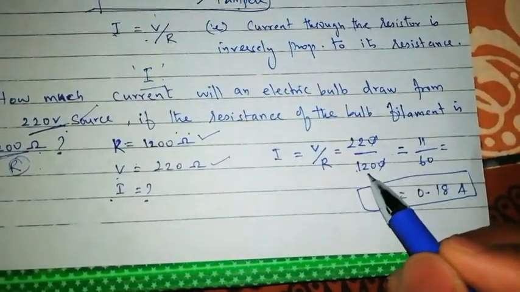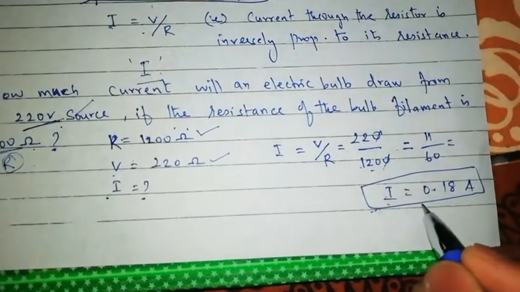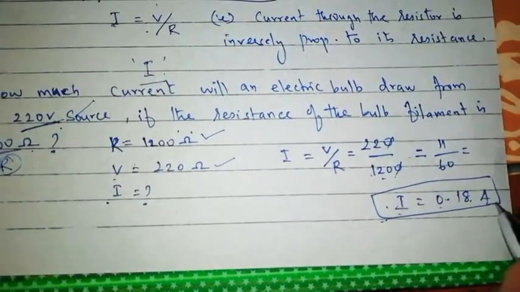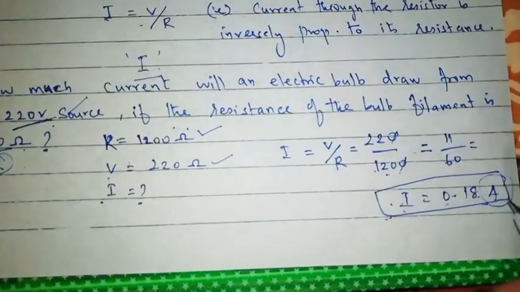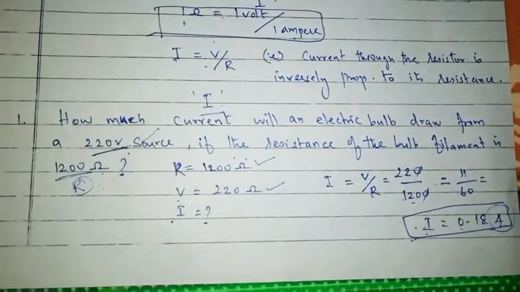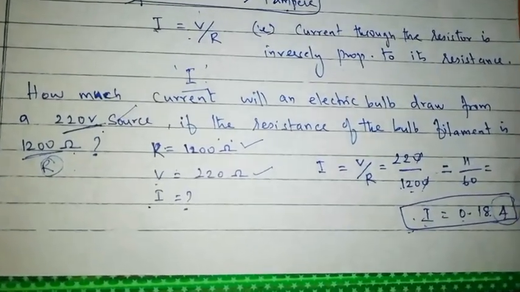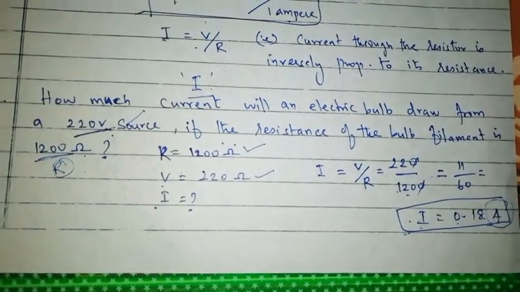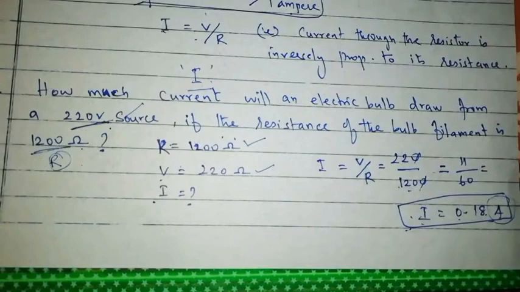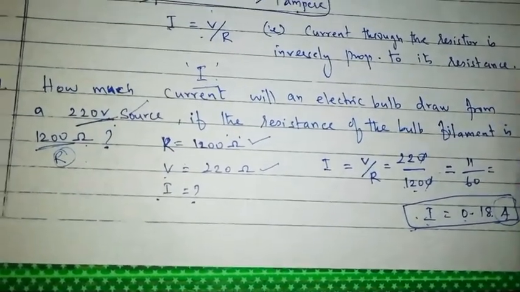220 divided by 1200 is equal to 11 by 60. So we get I is equal to 0.18 ampere. So I is always written as ampere. I told you unit is very important, right? Two more examples I'll give you as homework, and I put it in the description. You take that as homework and please do that at home, okay, and send it through WhatsApp.